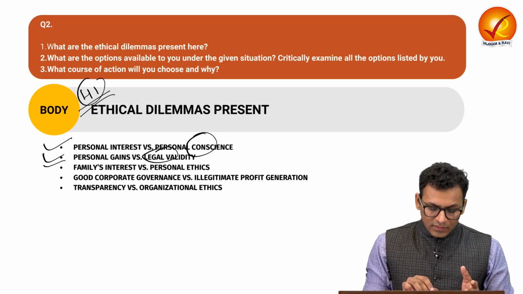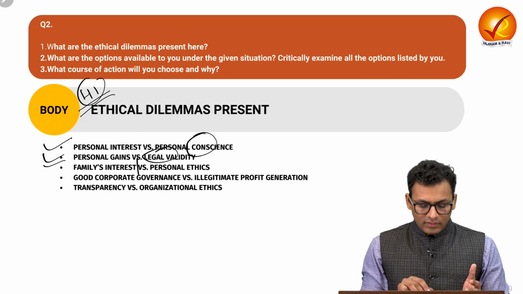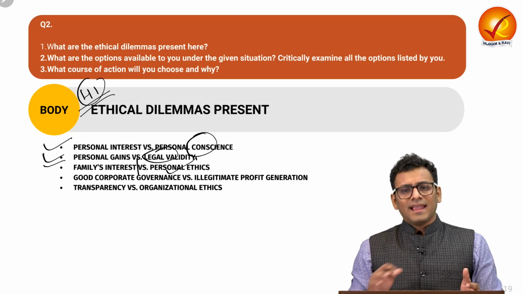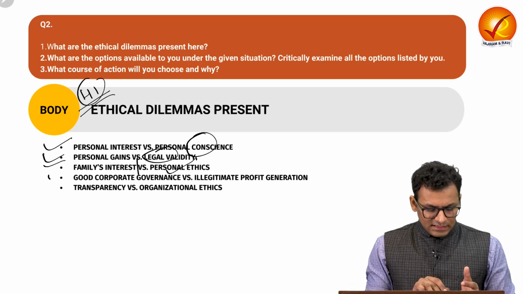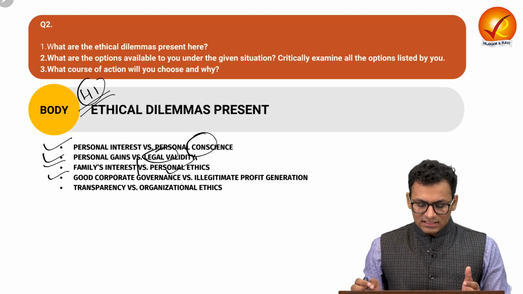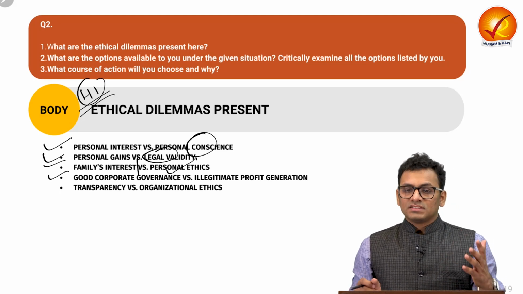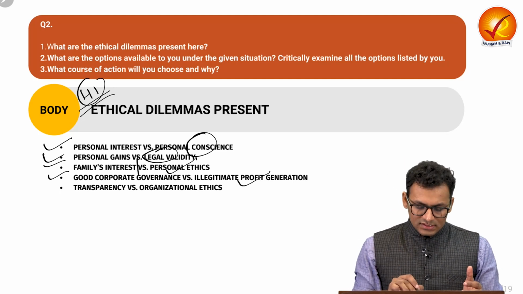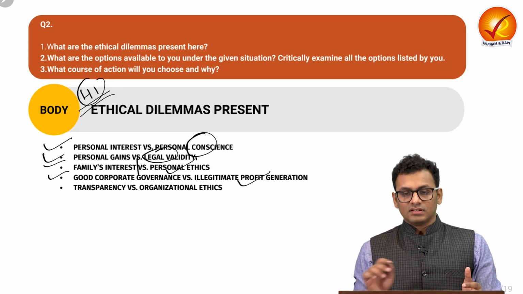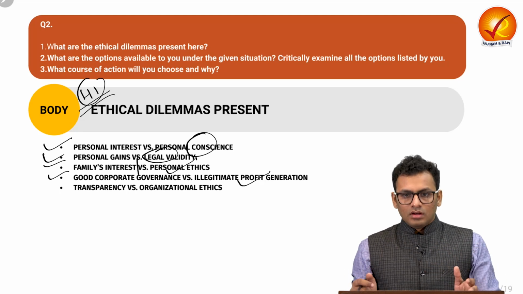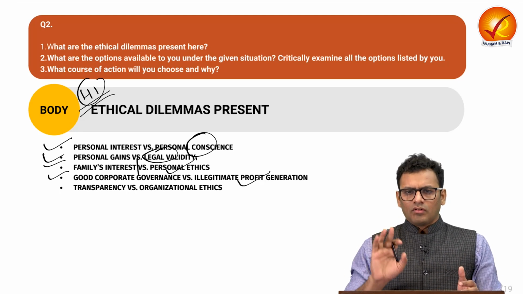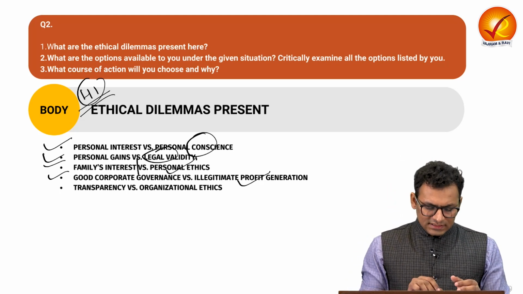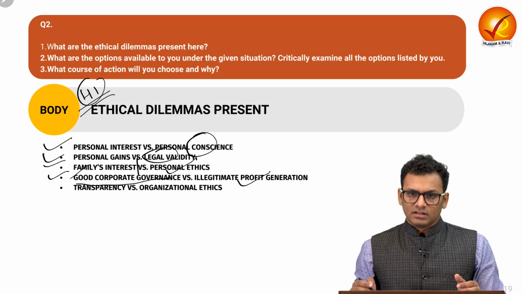However, if you operate with that kind of thing, you're also violating your personal ethics, as in you might be losing out the integrity factor and operating in an illegal zone. Next is good corporate governance versus illegitimate profit generation. By passing on information, you would be part of the team who is making sure there is illegitimate profit generation. However, if you oppose that kind of information and also whistleblow with respect to your organization for inside information, you will definitely be promoting good corporate governance.